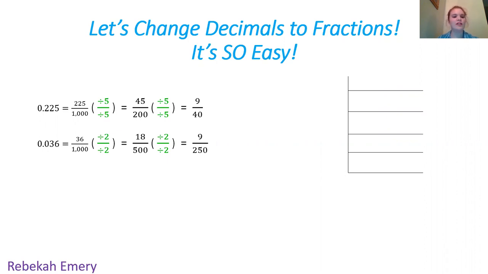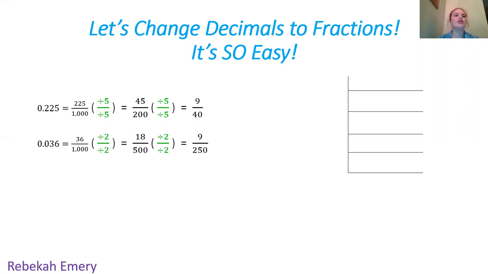It is equal to 36 over 1,000, which are both even numbers divisible by 2. We can divide the numerator and denominator by 2 and reduce the fraction to 18 over 500. Again, we can reduce this fraction by dividing each part by 2. Now we have 9 over 250, which is lowest terms for this fraction.